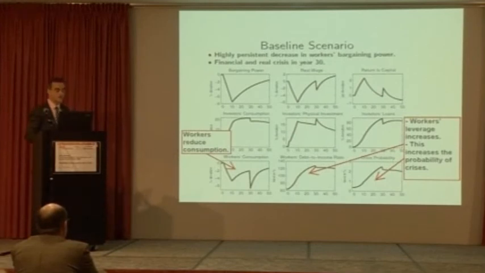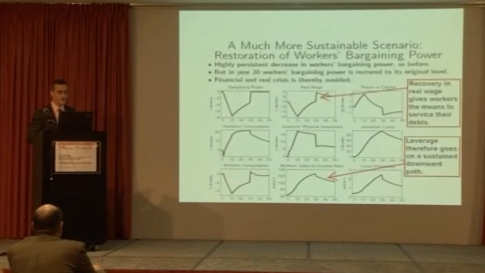And when workers' debt to income ratio increases, this increases the probability of crises. That's very easy to show in a theoretical model, and we now actually have an endogenous default model where this happens exactly. It's awful to solve that kind of model. It's computationally really, really difficult, but we are there.